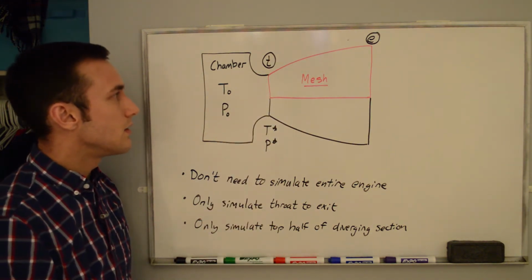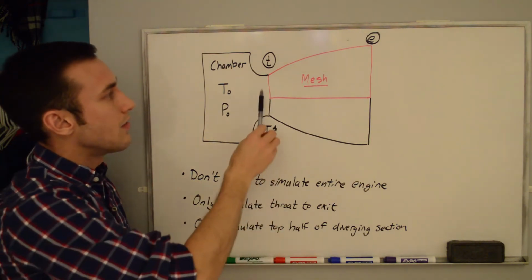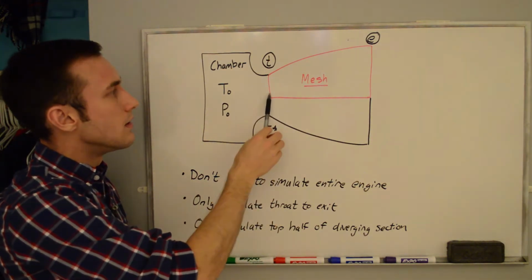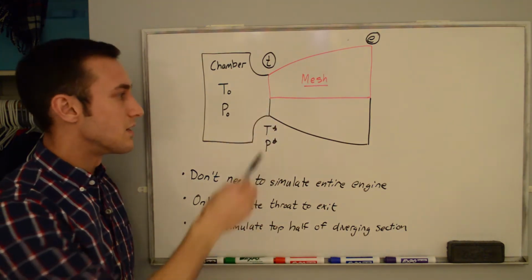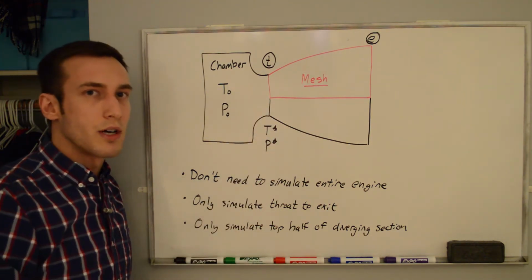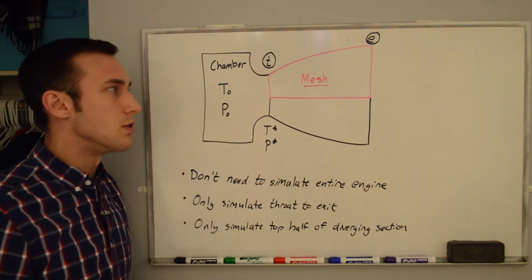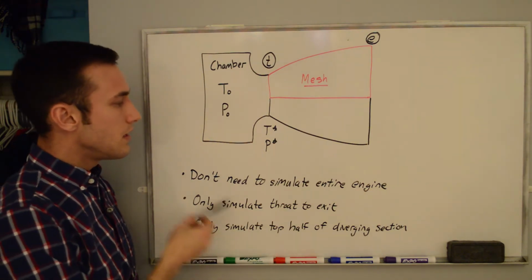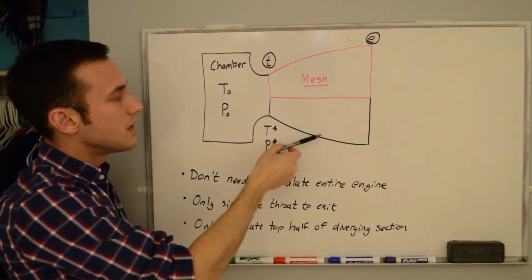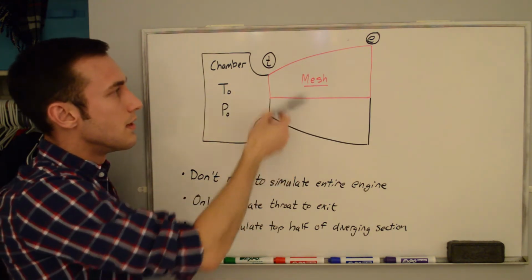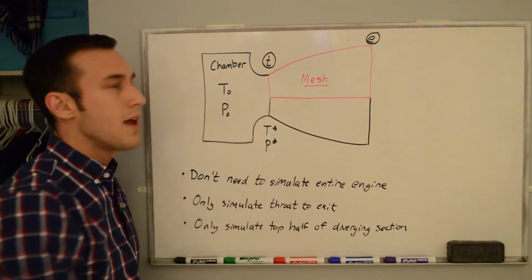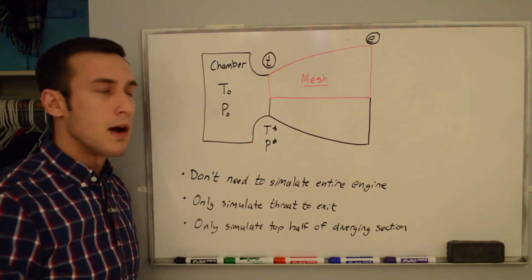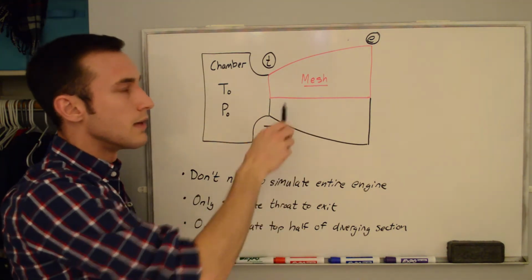So what we've done is smartly chosen the inlet to the mesh to be right at the throat, because we can specify values such as T star, P star, critical pressure, critical temperature, sonic values, whatever you want to call them. We also don't need to simulate the bottom because the nozzle here is symmetric, so we can just say that there's a symmetry line at the middle, and that way we can cut our computational time down because we're not solving for redundant values down here.